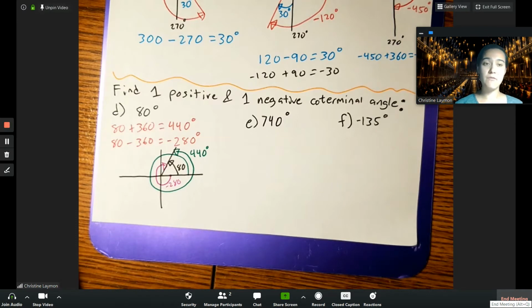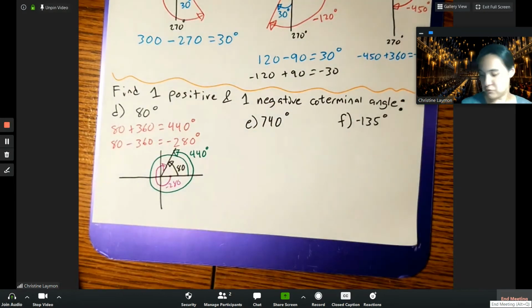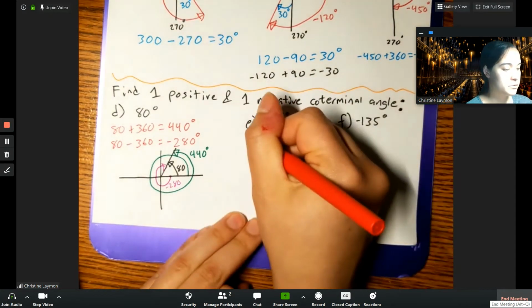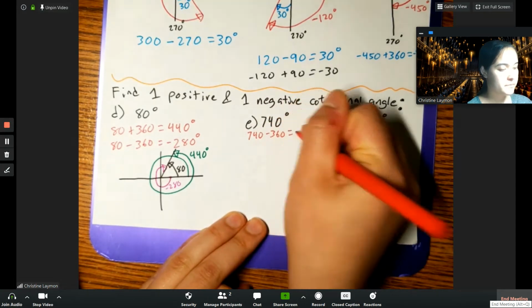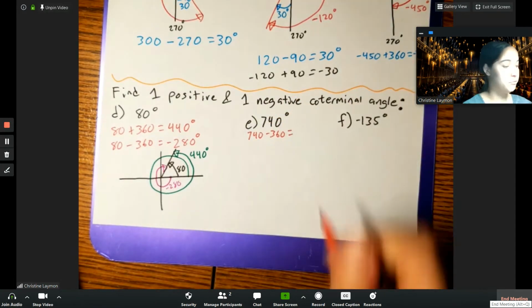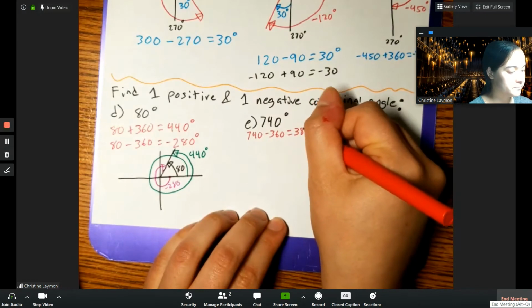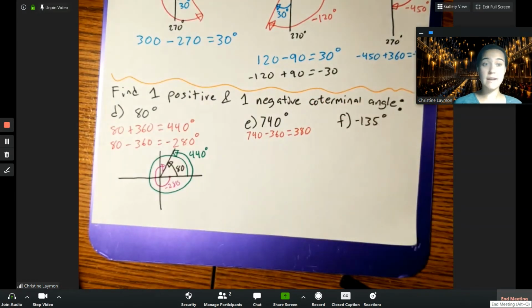Let's do the same thing for this one over here. Notice that 740 is so large, I don't have to add 360 and still stay positive. I can subtract 360 and still be positive. So I'm going to do that because I'm going to do that anyway in order to get to the negative portion. So let me use red. So I've got 740 minus 360, and that's going to get me 380. Okay, so I could use that as my positive angle.